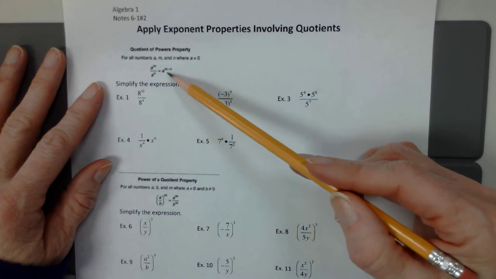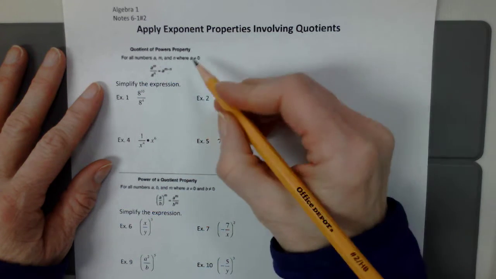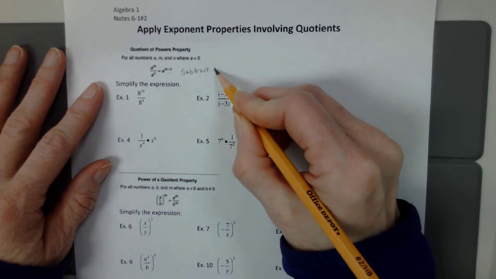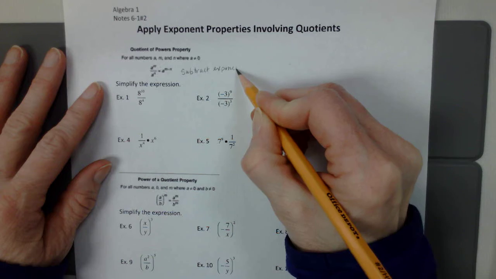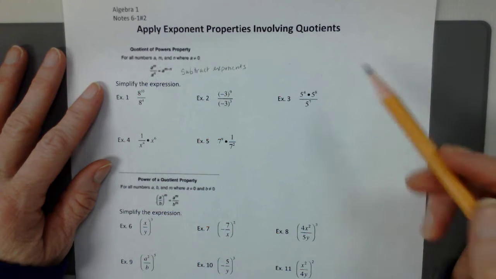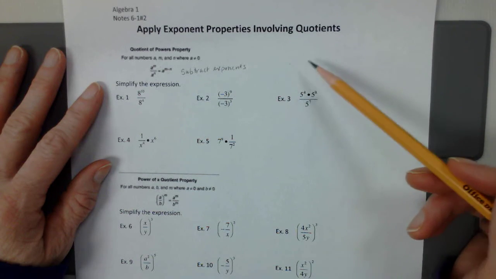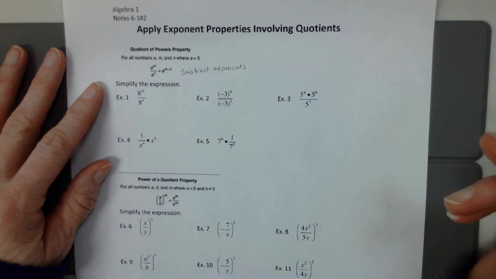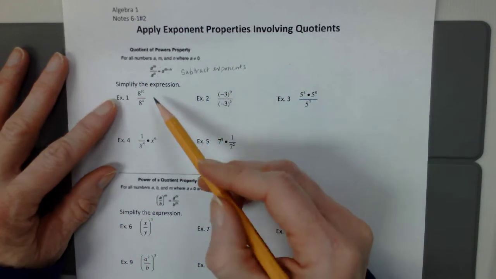What we do with our exponents in this case is we subtract. We're going to subtract the exponents. If you think about it, that makes sense. When we multiplied, we added the exponents. So when we divide, we're going to do the opposite. We're going to subtract the exponents. So here's a few examples for that.